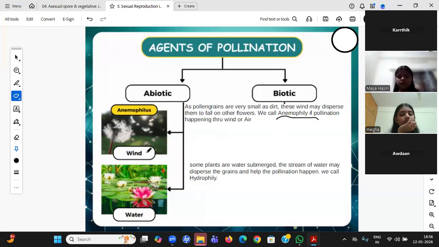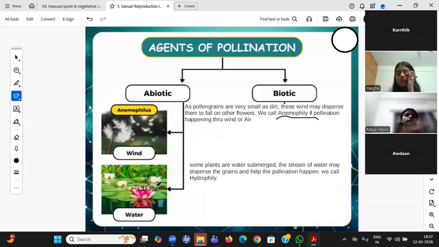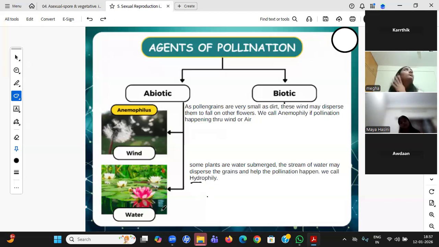Yeah, definitely some of the plants are submerged in water. So here there may be another reason that pollen grains can move and fall on the other flowers. That is due to the stream of water. Sometimes the water will move, so the anther may break and some pollen grains may be dispersed into the other flower. They will tilt and move. That is also possible. Those are nothing but hydrophily. Hydro means water. Hydrophily.